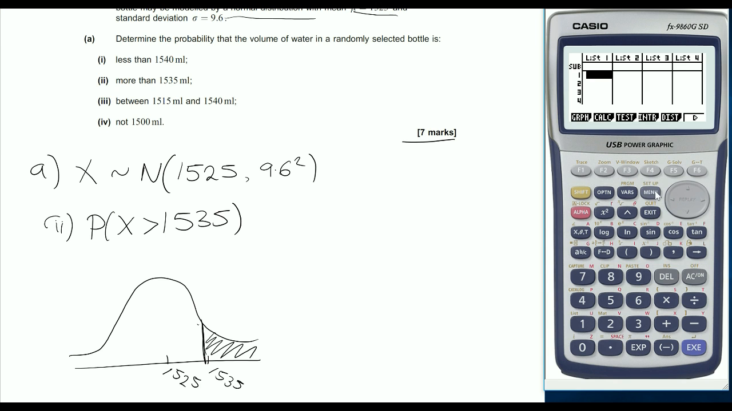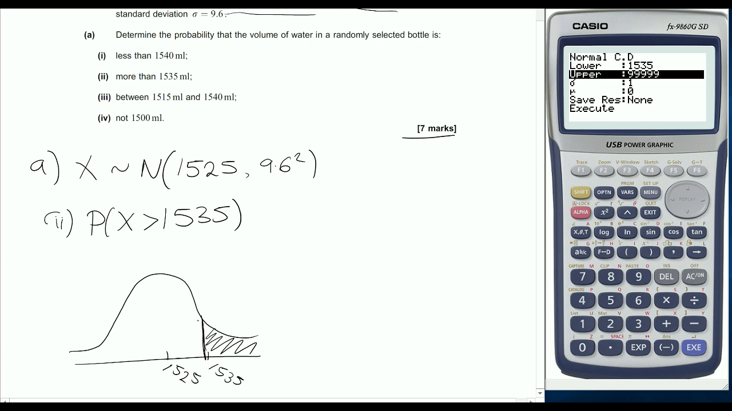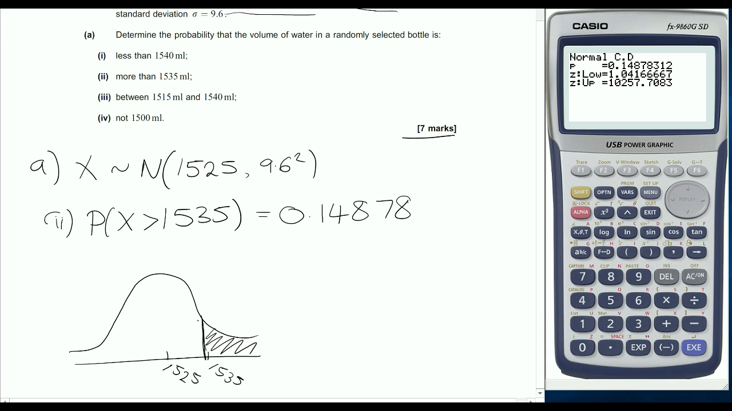So we would go to distribution, and it's the normal distribution, normal continuous distribution. In this case, the lower limit is 1,535. The upper limit is some big number over here, so we're going to go with 5 nines. The standard deviation is 9.6, and the mean is the mean given in the question, 1,525. So this probability reads simply as 0.14878, and if you want to round that at all, you can do. That was all we needed to do for our 2 marks there.